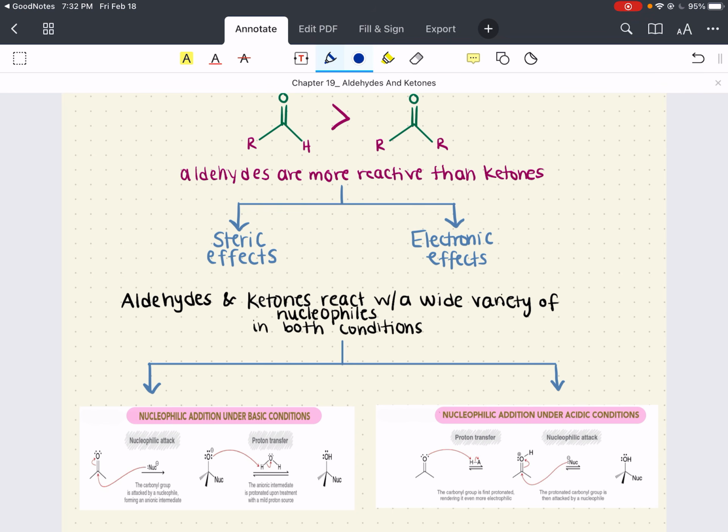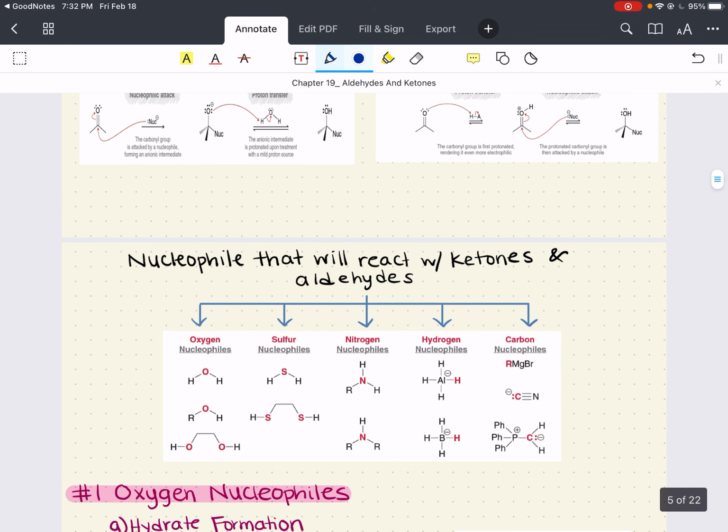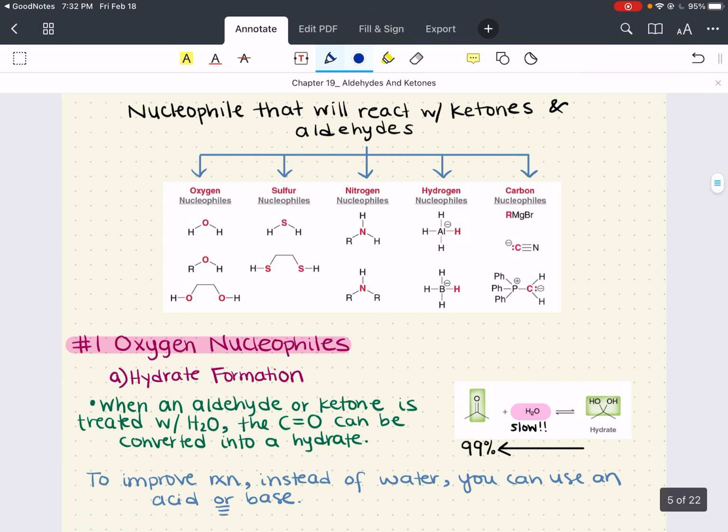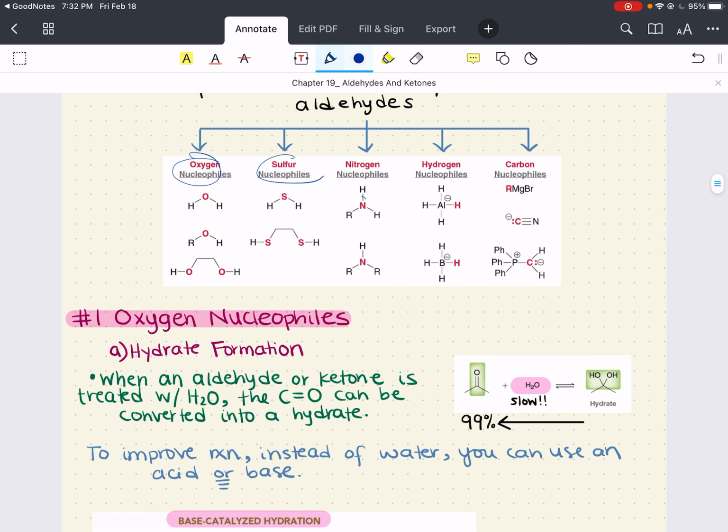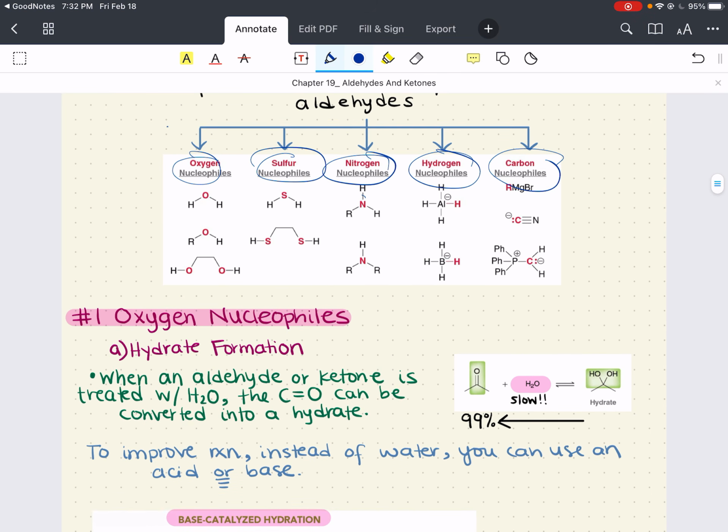So we're going to start with our first nucleophile. We're going to talk about oxygen nucleophiles. We know that nucleophiles can react with all these groups, and we're going to cover how they will react with all these groups, starting off with good old oxygen.